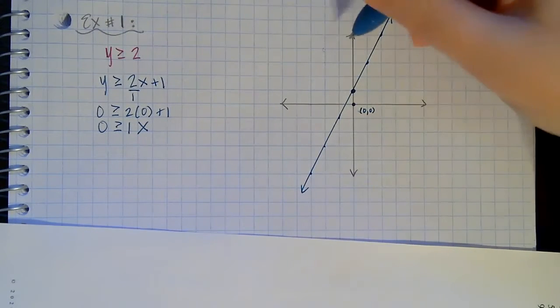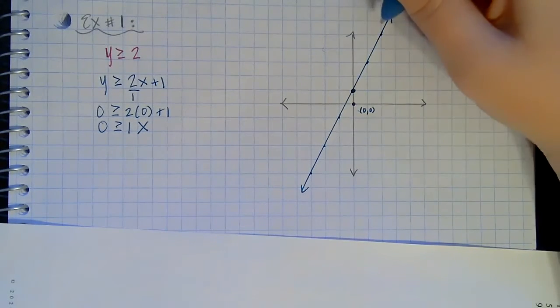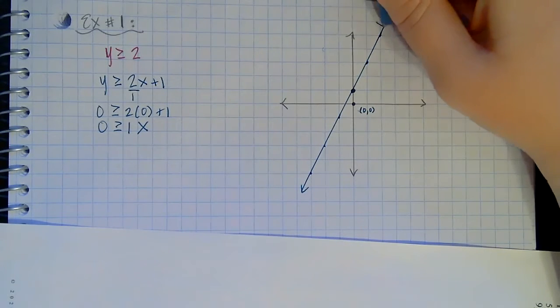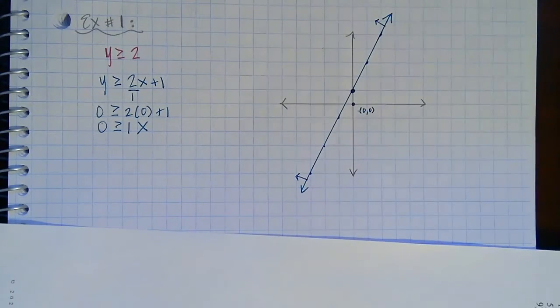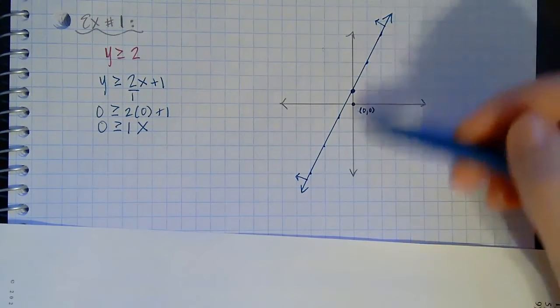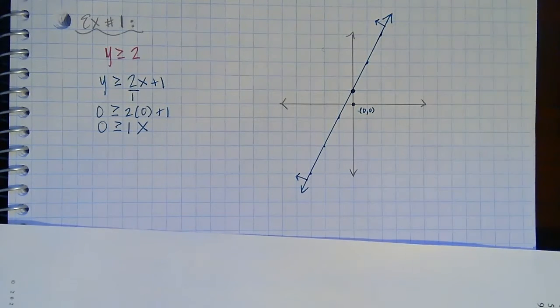Now, I'm not going to do the actual shading, remember how we talked about yesterday. I'm just going to make little arrows to show myself where I would shade. I would shade on that part of the line because it was false. So I don't want to shade on the side where 0, 0 is. Okay, so now I'm going to go ahead and graph the other one.